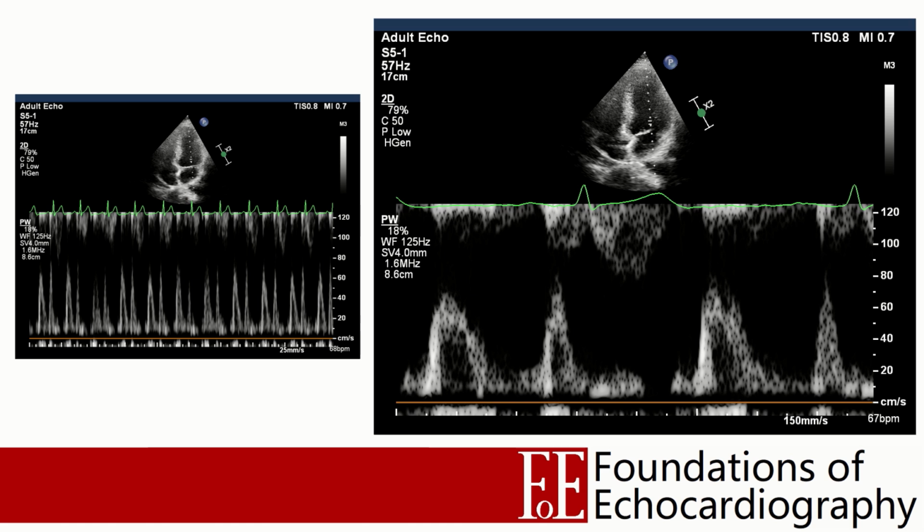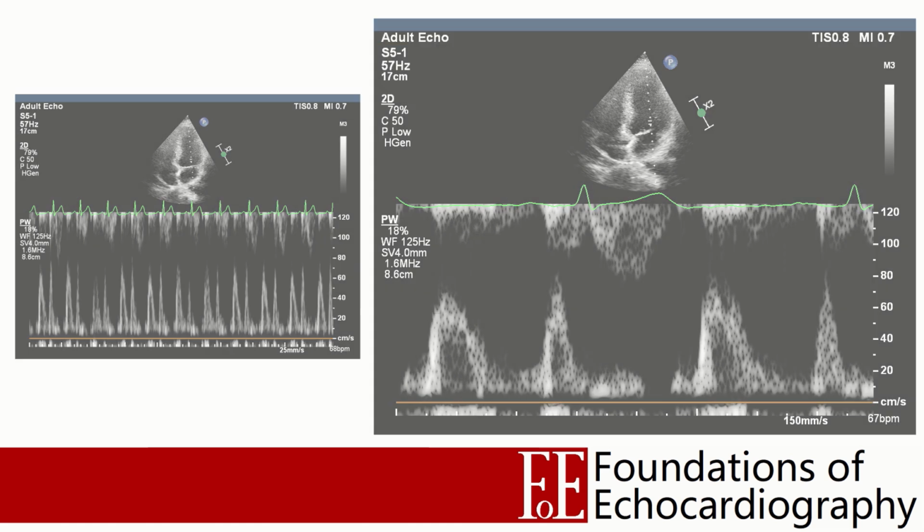In this next clip, the sweep speed has been increased to 150 millimeters per second, which means we now have just under 2 complete cardiac cycles. The impact of respiriphasic variation is lost, but these envelopes could be traced much more reliably.